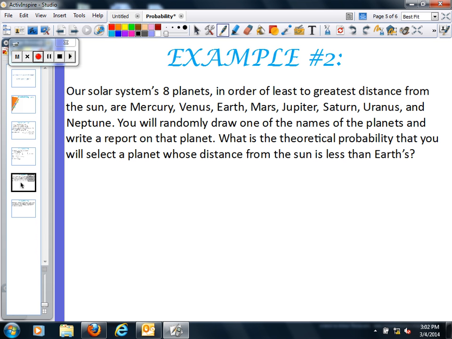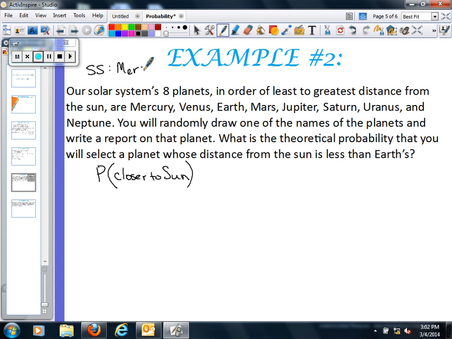Earth's? Okay, so we are looking for the probability of, I'm going to write, closer to sun. All right, our sample space is all the planets. All right?